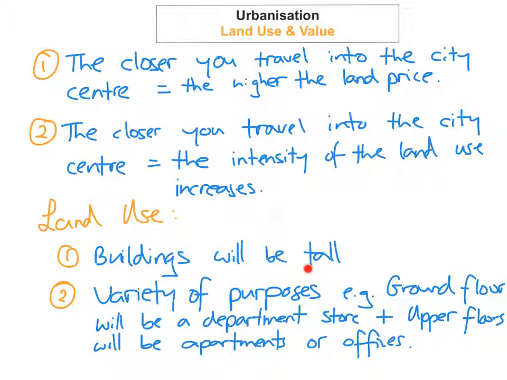So when land price is very expensive and the intensity of the land use increases, buildings will be much taller, and they'll be used for a variety of purposes. So on the bottom floor there'll be shops and department stores, and then on the upper floors, maybe the 2nd, 3rd, 4th, 5th and so on, depending on how many floors, they'll be used for offices and apartments, or maybe just offices, or maybe just apartments, or it could be both.